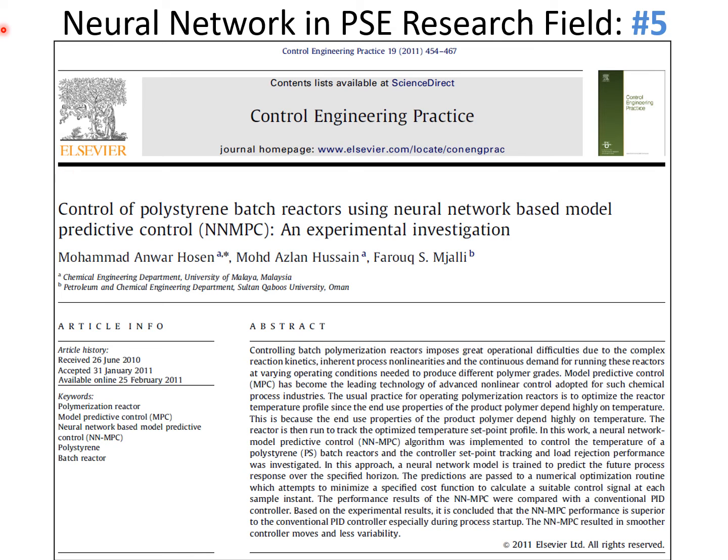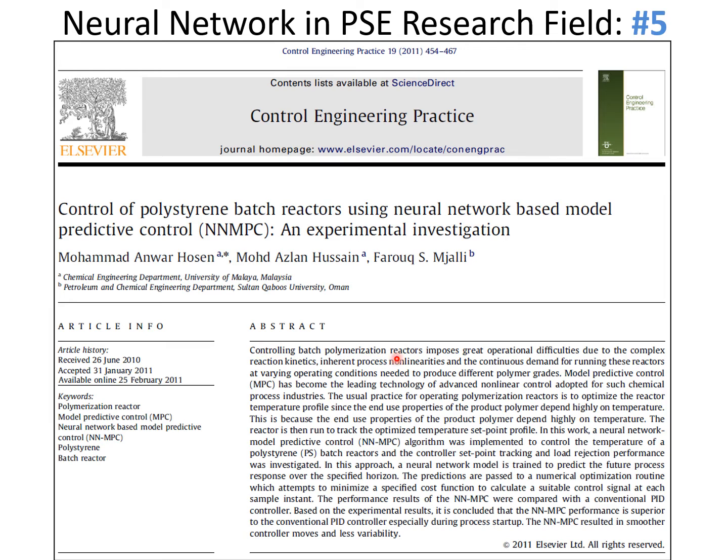So finally, we have another one we use. We just published in 2011 in Control Engineering Practice, with my student, on control of a polystyrene batch reactor using neural network based model predictive control. Again, it's another system where we use a neural network model within the predictive control method, and this is another experimental investigation. This is also another real world application to test its application in the real world.